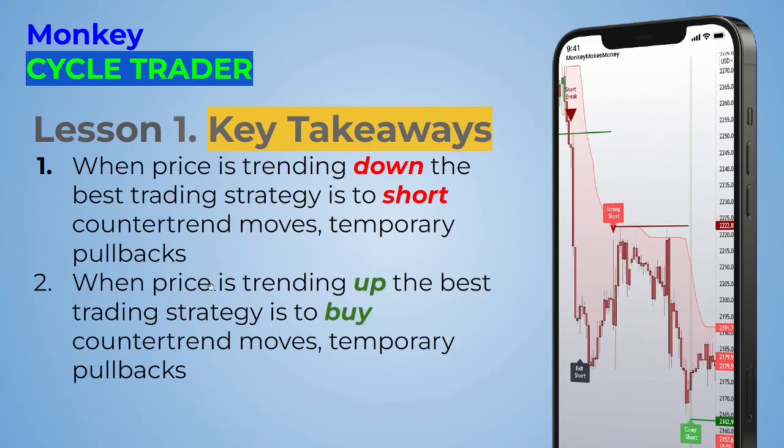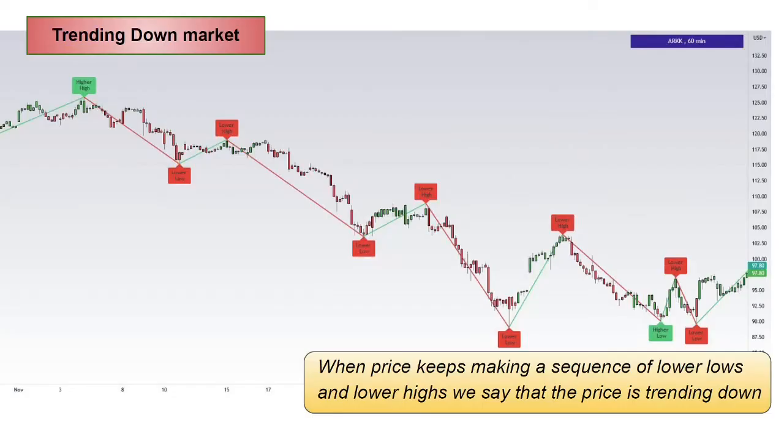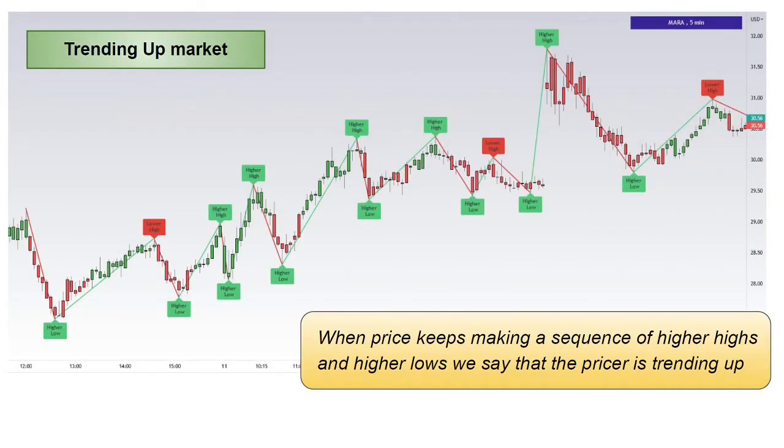Second, when price is trending up, the best trading strategy is to buy counter-trend moves, temporary pullbacks. Let's come back to that particular example, and you can see that we dealt here with a very well pronounced trend up, because we got a sequence of higher highs and higher lows.